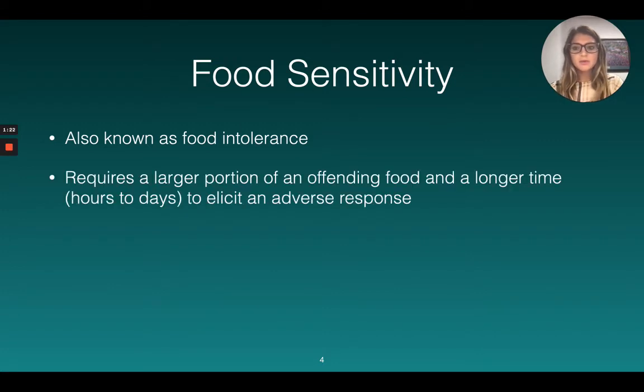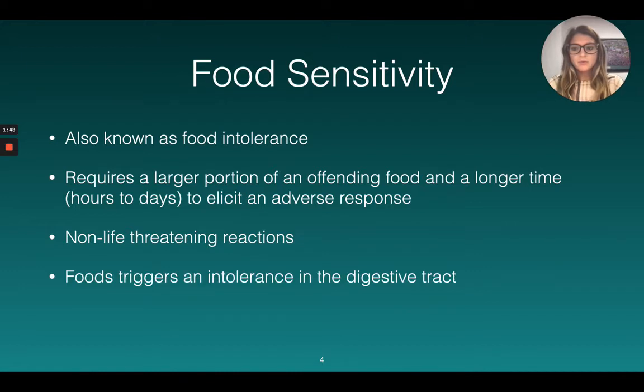Food sensitivity requires a larger portion of an offending food, so a food item that causes an intolerance requires a larger amount of that food, and you can see that there is a longer response time, so it may take hours or days to elicit an adverse response or signs or symptoms of a sensitivity to the food. The reactions are non-life-threatening, thankfully. And food basically triggers an intolerance within the digestive system.